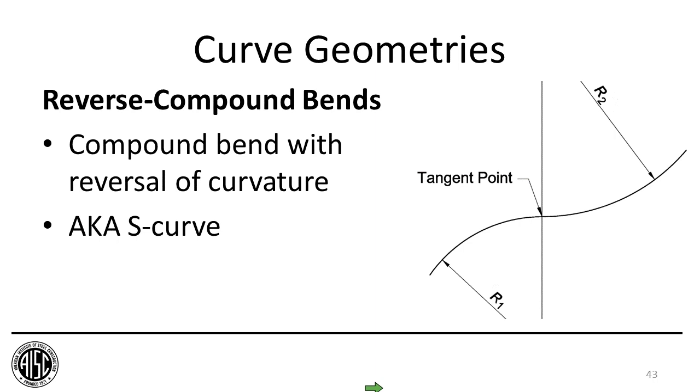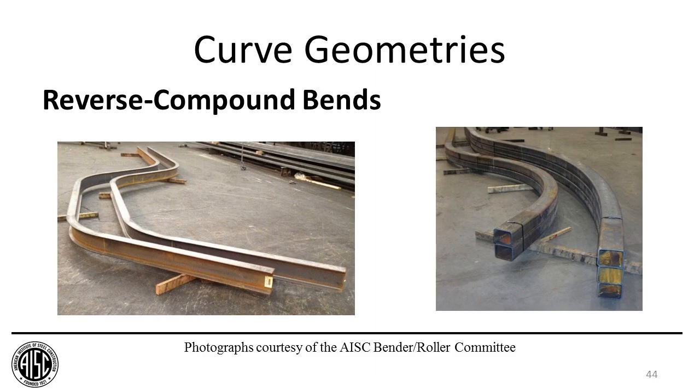All right, so now you take the compound bend and reverse the radius, put a radius on the other side, and we call that a reverse compound bend. This is also known as an S-curve, and it can also have a straight segment between the tangent points. And this is going to be a reverse compound bend.